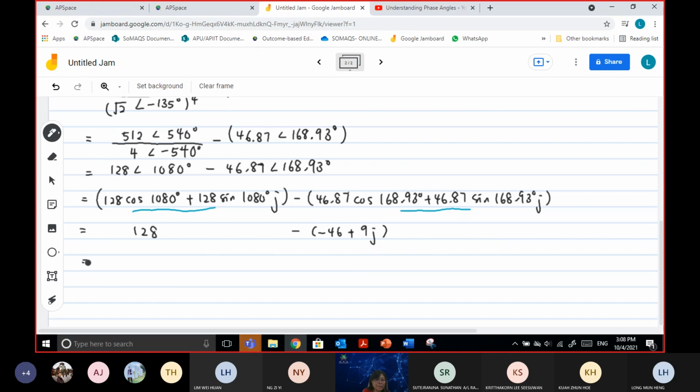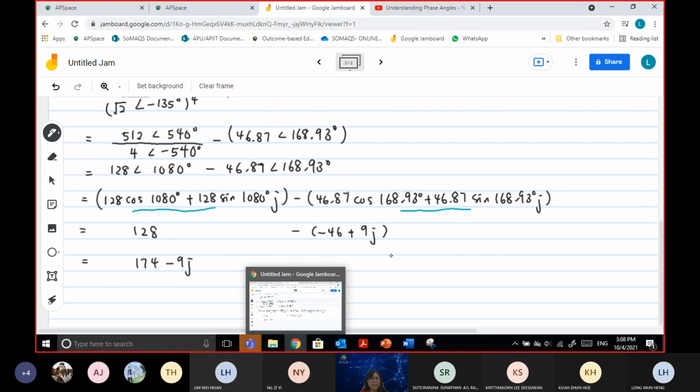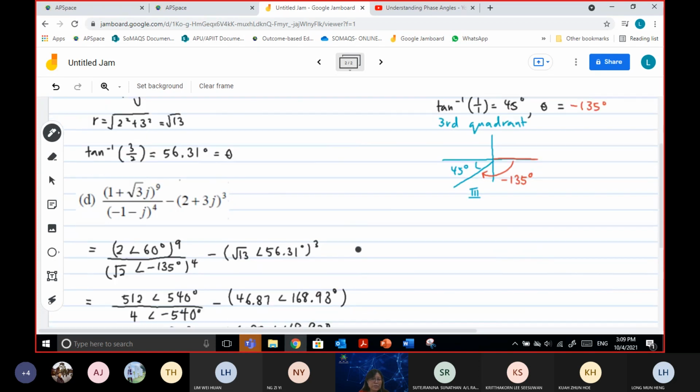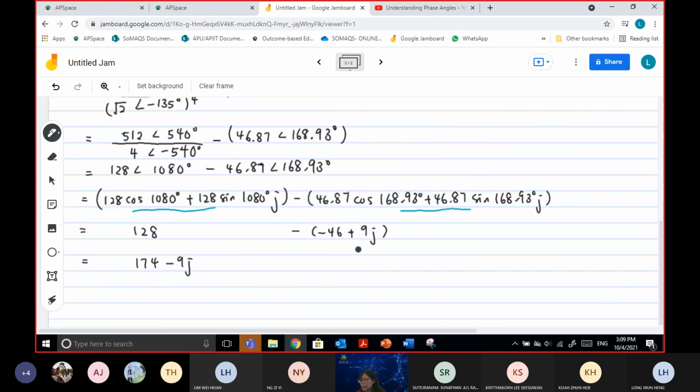Then simplify it. So 128 plus 46, you get 174, then minus 9J. So 174 minus 9J. Okay, done. So that is the final answer in the Cartesian form. So we have done question 12. Any questions? Is that clear so far? Yeah, clear, miss.